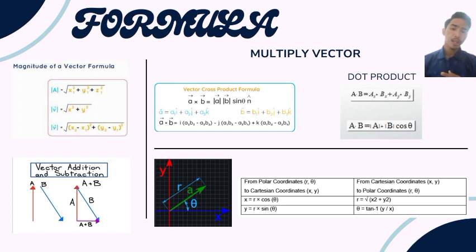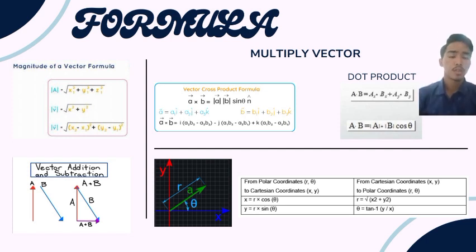And other than that is multiplication of vector, which is when we want to multiply two vectors. We have a cross product and dot product. Cross product is when we multiply two vectors and the result has magnitude and direction, and dot product is when we multiply two vectors and it results in only a magnitude. The formula comes when we have an example.